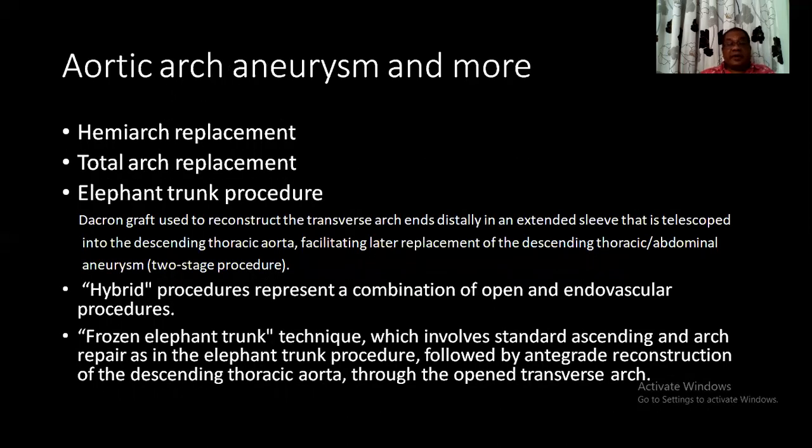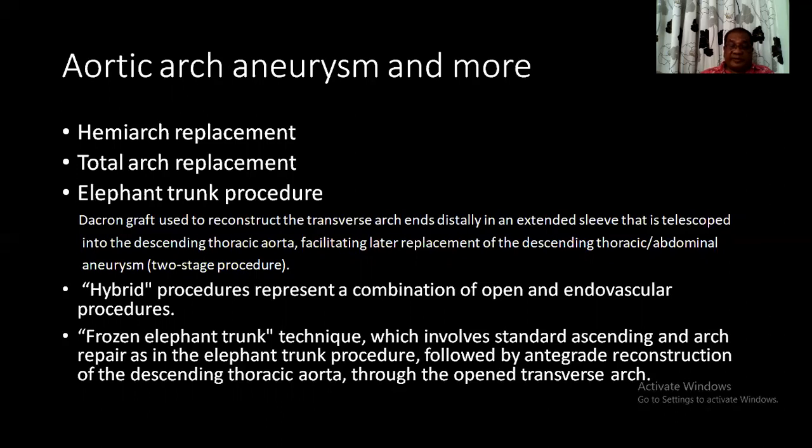Aortic arch aneurysm and more. So, hemi-arch replacement may be done, total arch replacement may be done, and elephant trunk procedure can also be done. In elephant trunk procedure, Dacron graft is used to reconstruct the transverse arch and distally an extended sleeve that is telescoped into the descending thoracic aorta, facilitating later replacement of the descending thoracic or abdominal aneurysm, that is a two-stage procedure.